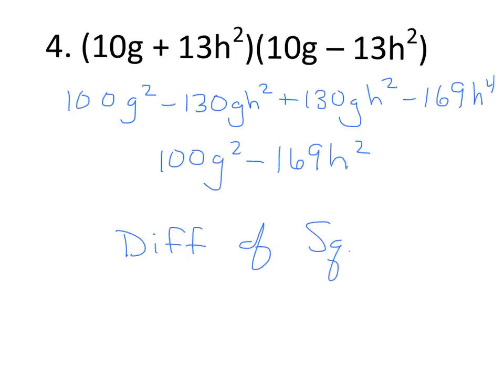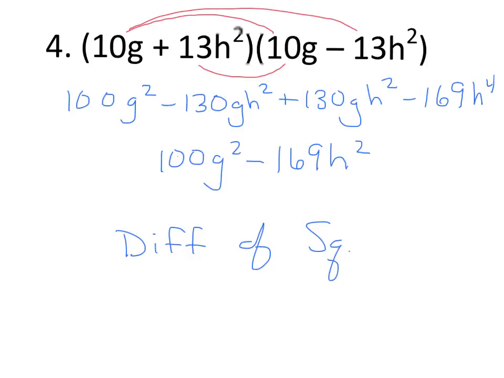Okay, so now you should be looking at number 4. You should have FOILed this out, so you should have taken the 10g times the 10g and got 100g squared. 10g times negative 13h squared would be 130gh squared. All right, so now take the 13 times the 10 again. And then this time you're going to get a positive 130.